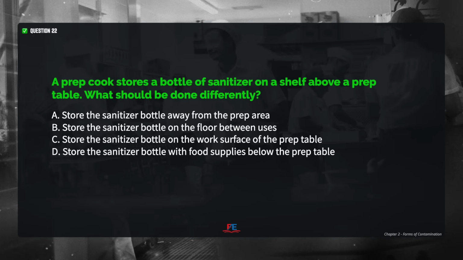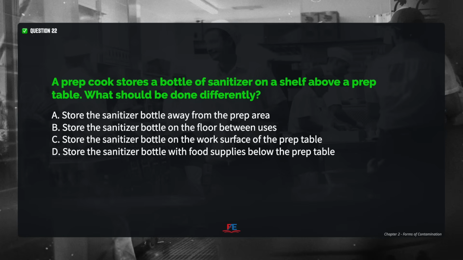Question 22. A prep cook stores a bottle of sanitizer on a shelf above a prep table. What should be done differently? B is a sanitation hazard. You're not risking floor contamination. C is completely unsafe and can easily lead to spills or splash contamination. D is literally placing chemicals with food. Absolutely not okay, right?